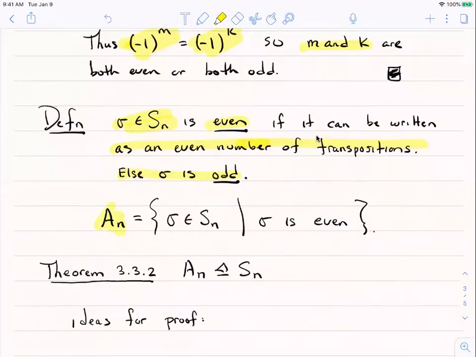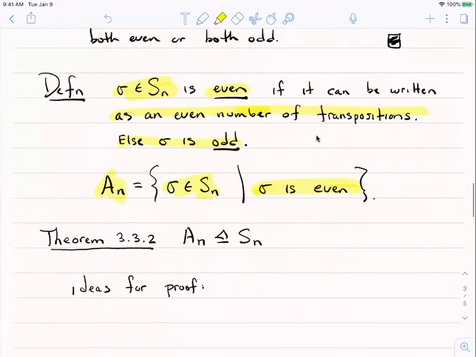Let's denote by A sub n the set of all permutations in S sub n that are even. I'm going to focus on the even ones here for a second. The first theorem I wanted to discuss, theorem 3.32, says that A sub n is a subgroup of S sub n. In fact, it's a normal subgroup: the even permutations form a normal subgroup of the set of all permutations.